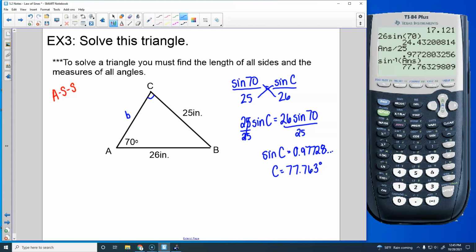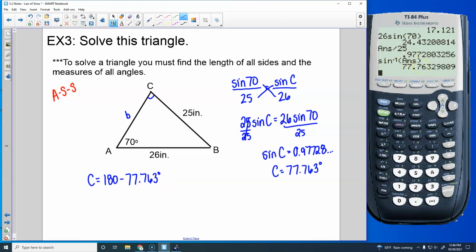But this is angle side side. So once we find this first angle, we have to check to see if it's ambiguous or not. So there's a possibility that C could also equal 180 degrees minus this value, 77.763. And before we do that in our calculator, let me show you something that can be helpful in the calculator. If we round things during the problem, it can throw our final answer off.